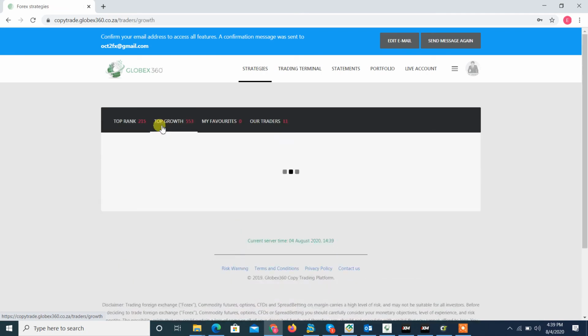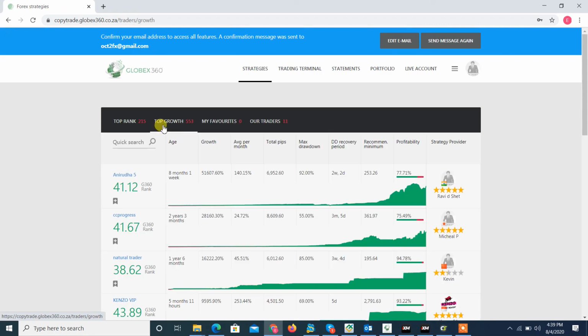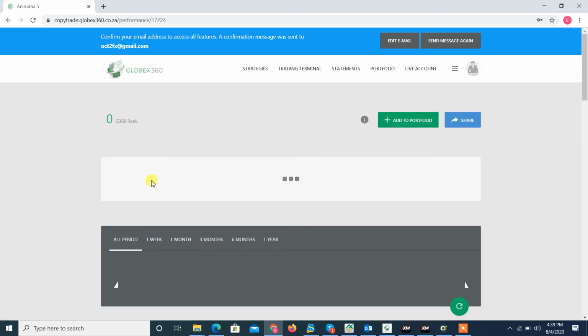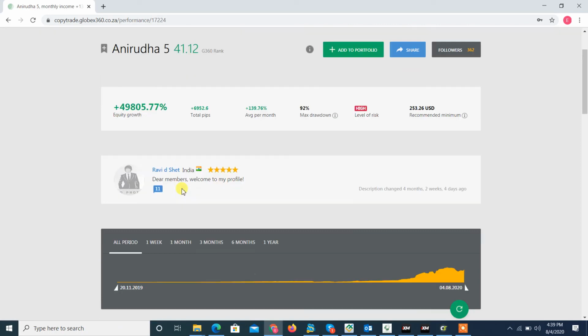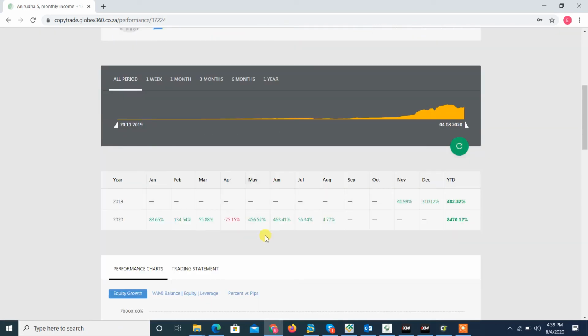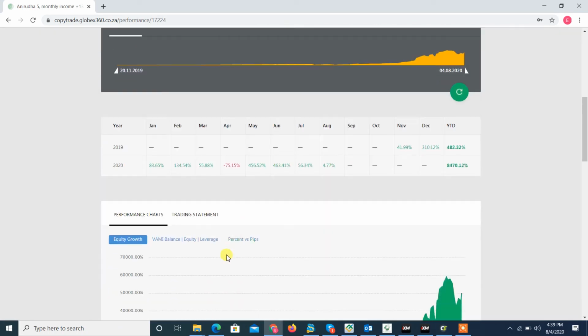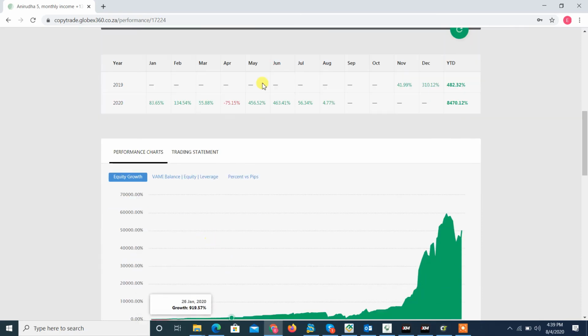And then for top growth, the top growth guys really do make a lot of money in a month. But one of the things that I don't like is that they have high drawdowns. So for example, he is making around 140% a month. So that's what you're gonna average for this guy, and I can't pronounce his name, right? That's what you're gonna average a month when following this trader over here.